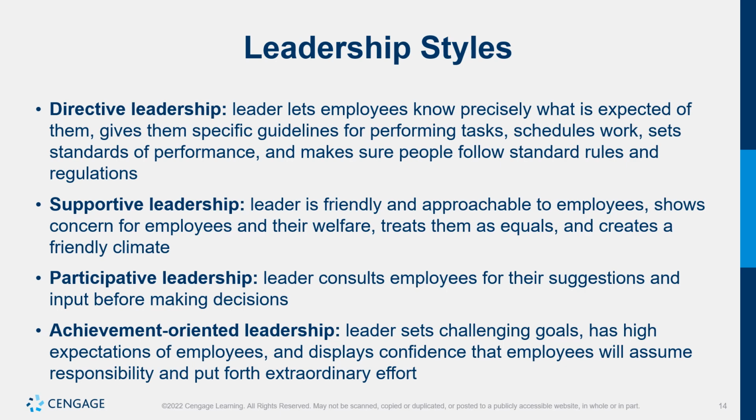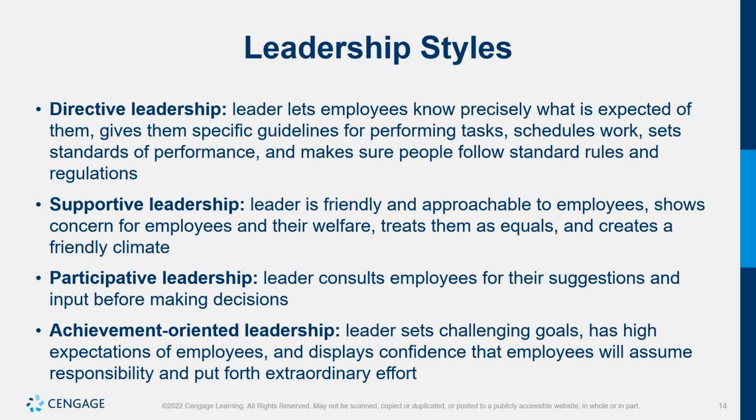Directive involves letting employees know precisely what is expected of them, giving them specific guidelines for performing tasks, scheduling work, setting standards of performance, and making sure people follow standard rules and regulations. Supportive involves being approachable and friendly to employees, showing concern for them and their welfare, treating them as equals, and creating a friendly climate. Participative involves consulting employees for their suggestions and input before making decisions.